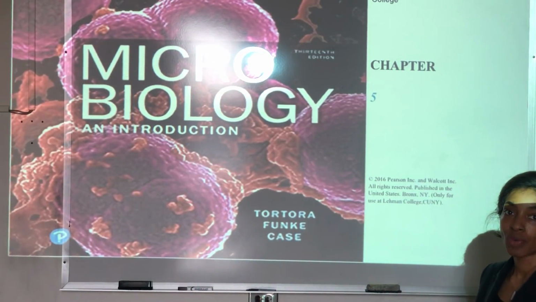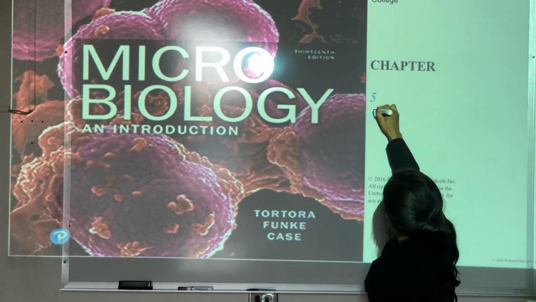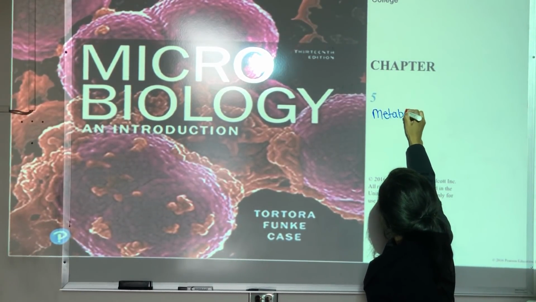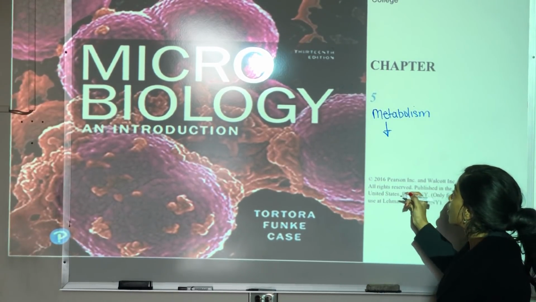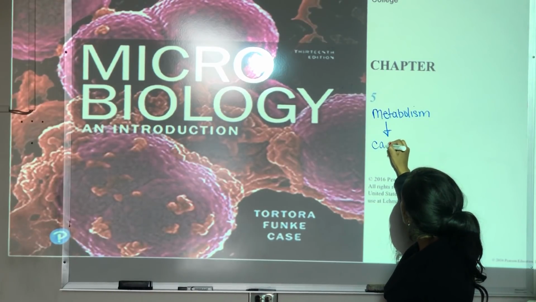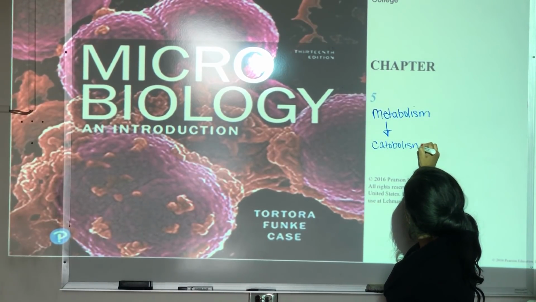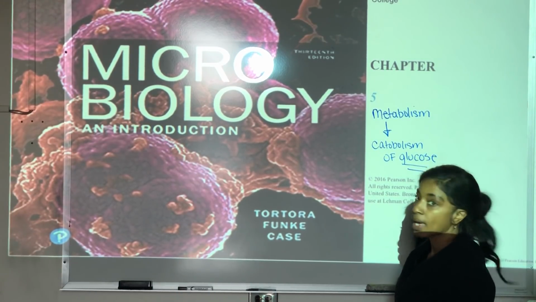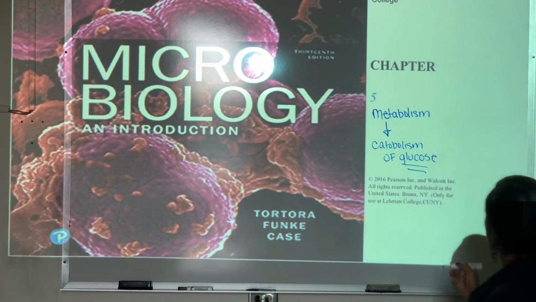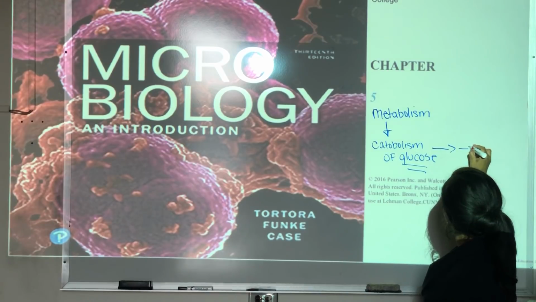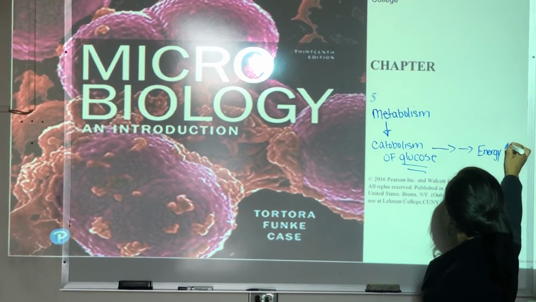Process of aerobic respiration. Chapter 5, right? So chapter 5 deals with metabolism. And we were talking about the breakdown, the catabolism of glucose, using glucose as our model example of how materials are broken down to get energy. So glucose is broken down eventually to give energy to the cell, right? So, release of energy.